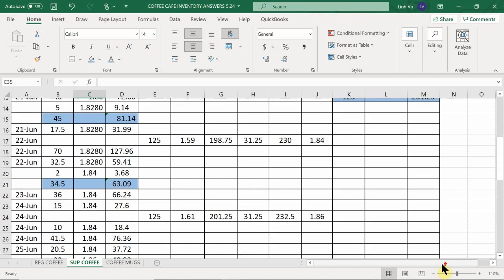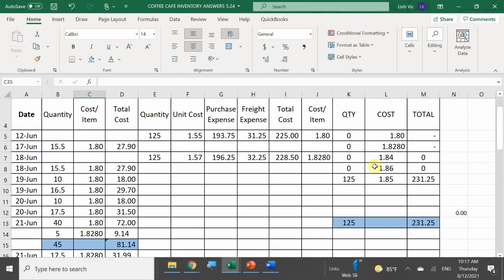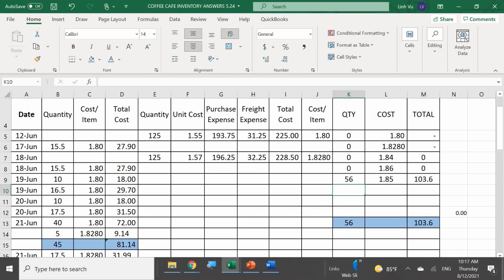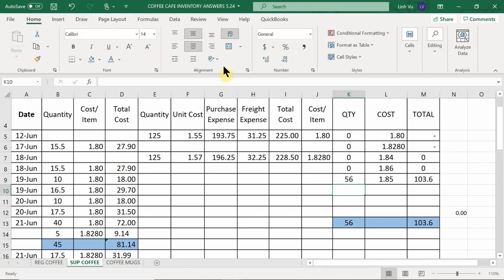Okay. So now I need to go update my inventory once again. I no longer have 125. I am going to subtract 69 of them to get a total of $103.60. So my inventory on hand is going to show me I have 56 pounds left, costing a total of $103.60. Right?